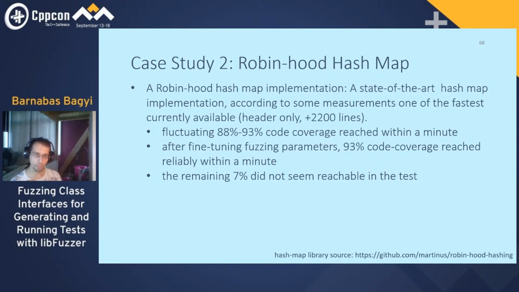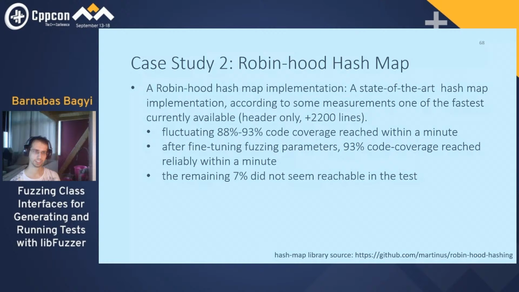Now, the second example is a bit more complicated. I've chosen a state-of-the-art hashmap implementation, which is one of the fastest ones according to the measurements that I've seen. Robin Hood hashmap is a header-only library which is over 2,000 lines long. And when I started fuzzing it, it didn't have a satisfying result. It was fluctuating between 88% and 93% code coverage, reached within a minute. And I wasn't really happy about this fluctuation.